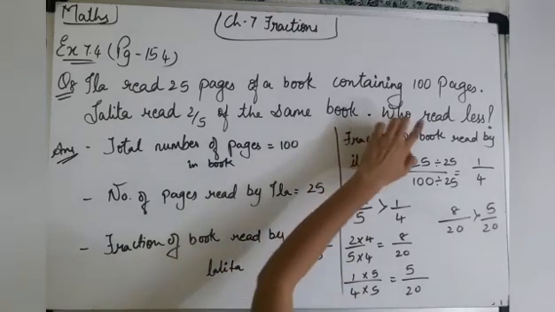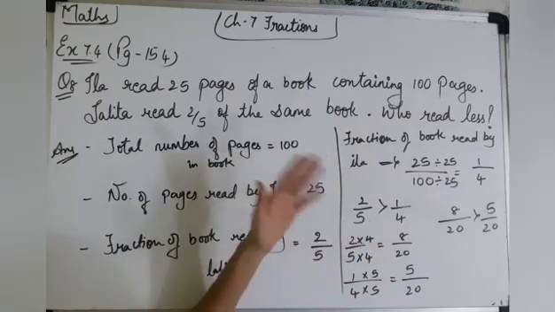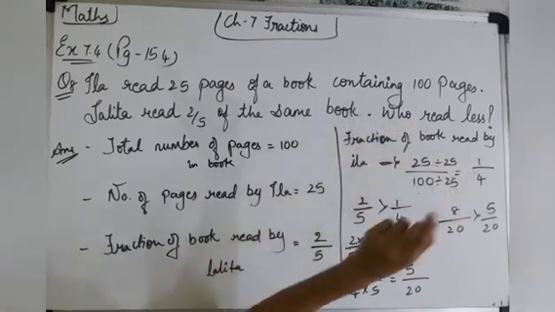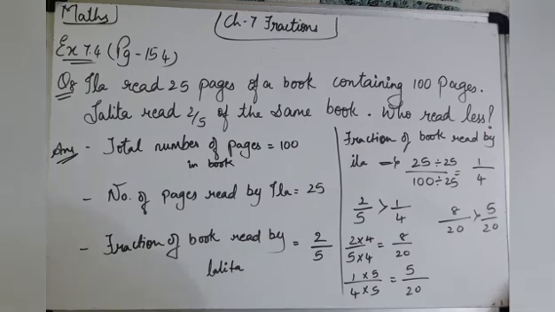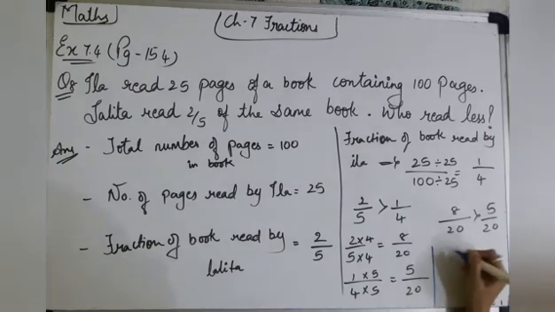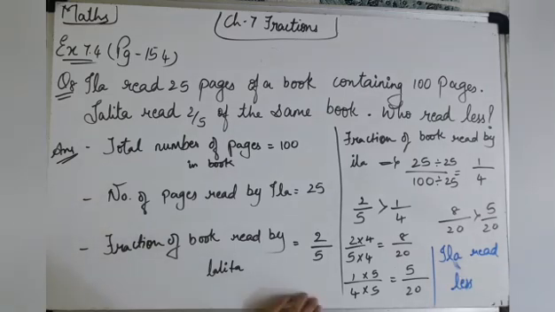So they are telling who read less. Always they are writing who read more or who scored more. But they have written here, read the question always properly, who read less. Okay. So what we got the conclusion? We got the conclusion that Leela read less. Number of pages you can say, right? Leela read less number of pages. Okay.